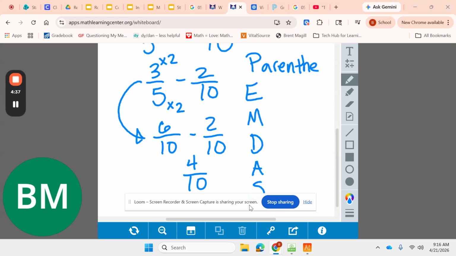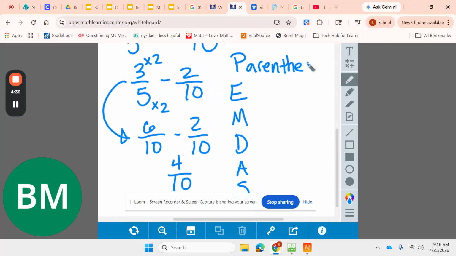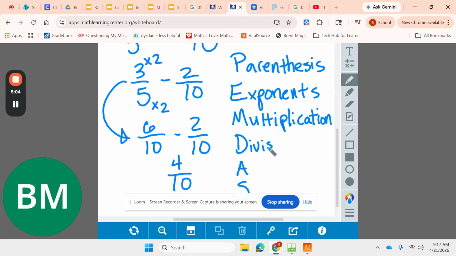I'm going to run out of room here. All right, and then below that, exponents. If you're doing this as a 5th grader, you're most likely not going to be using exponents. Then it's multiplication. And remember, multiplication and division are kind of special. Division is next. You're going to calculate these left to right.